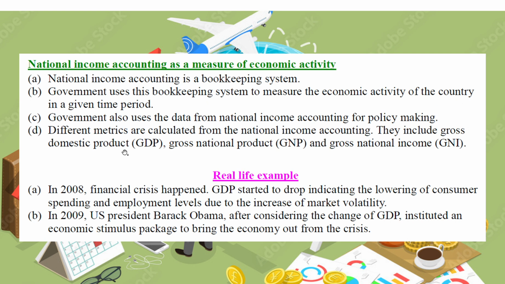Okay. Different metrics are calculated from the national income accounting, for example, GDP, GNP, and GNI. Okay. For example, in 2008, when the financial crisis happened, the GDP started to drop, indicating the lowering of consumer spending and employment level due to the increase of market volatility. So what did the government do when they observed this? Okay. One year later, in 2009, US President Barack Obama, after considering the drop of GDP, initiated an economic stimulus package to bring the economy out from the crisis. So GDP, GNP, GNI, this is a good indicator. When it goes down, government do things. When it goes up, government move back.